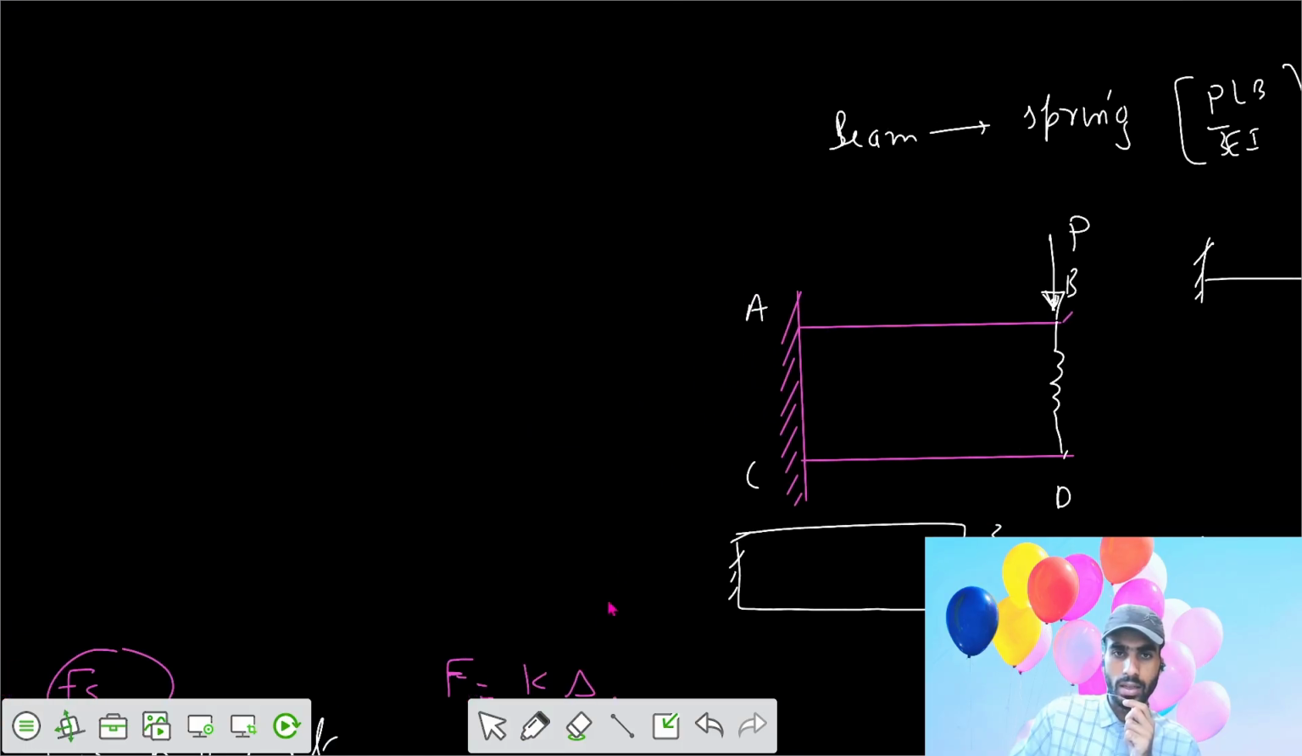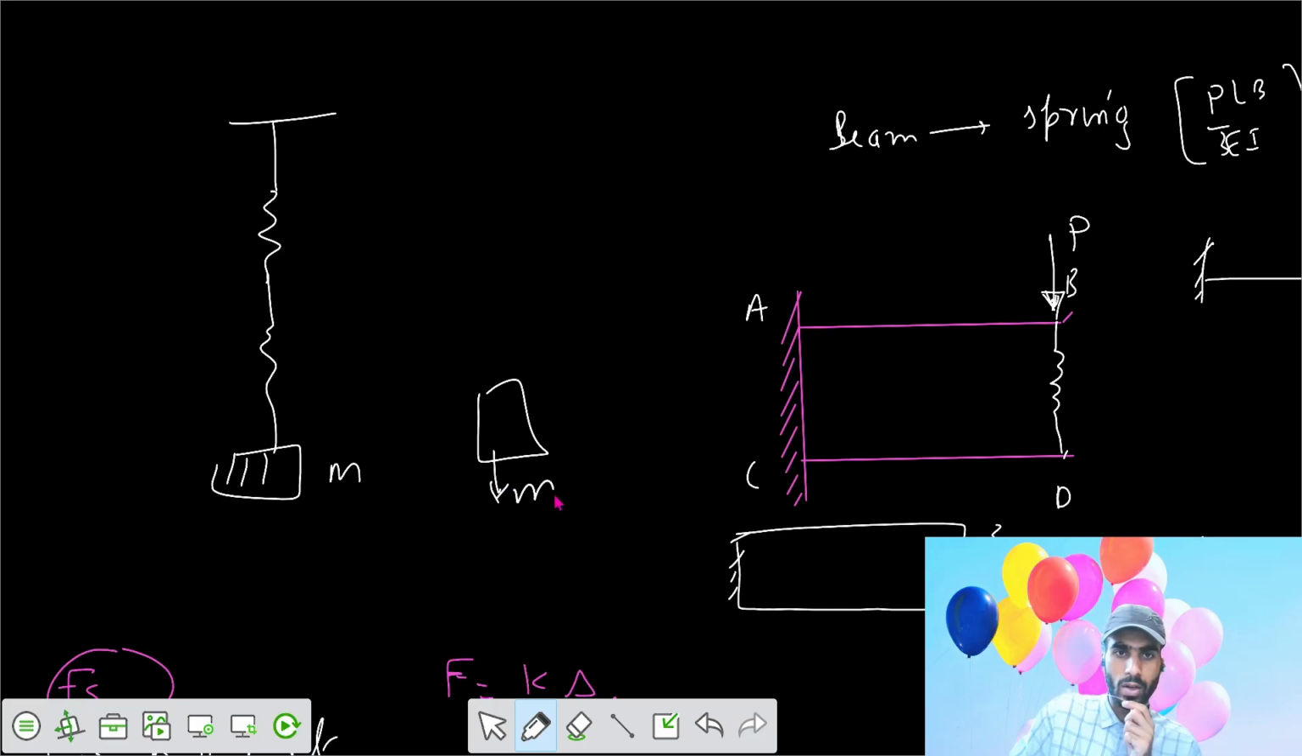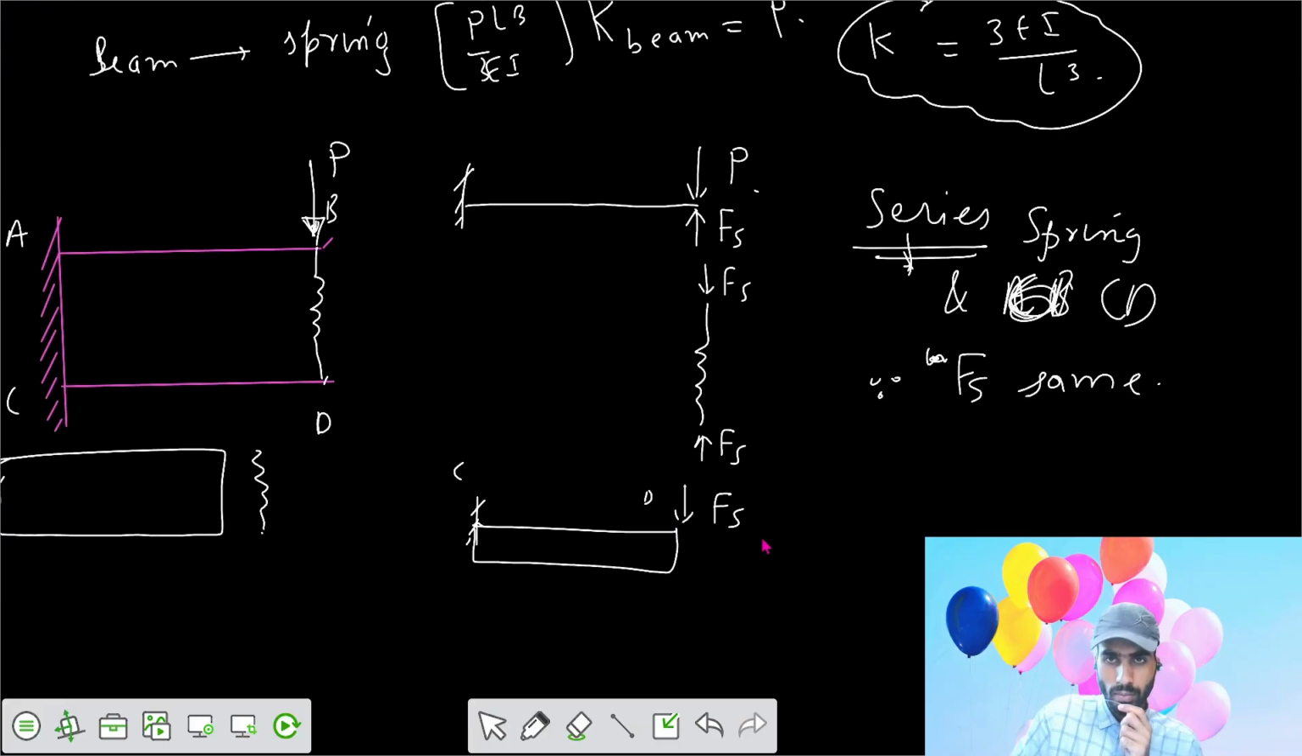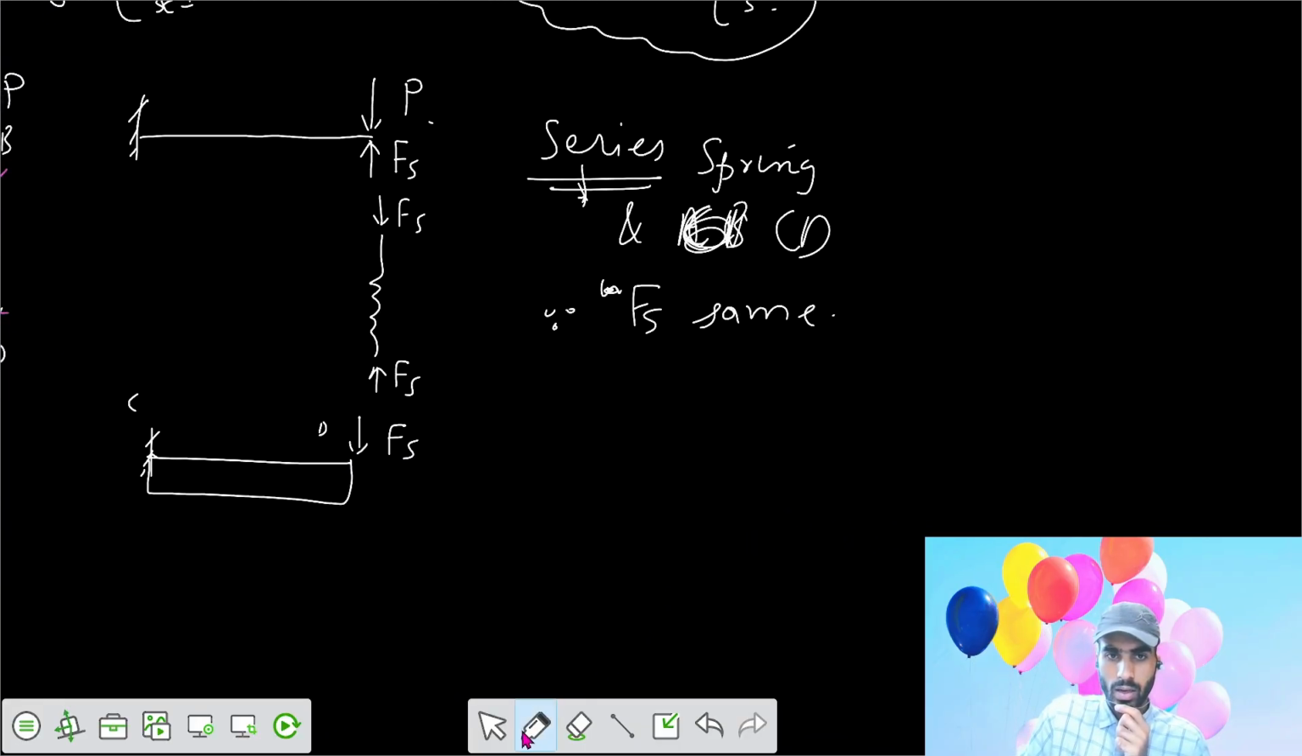Let's say you have this one and you have this one, then you attach the mass M. We can say the mass is acting with a force of mg downwards. Then in the spring there is downward mg, upward mg. Similarly in this one, downward mg, upward mg. So the force is the same in all springs because they are in series. When the springs are in series, then 1 by k equivalent equals 1 by k1 plus 1 by k2. Then we get the value of k equivalent.